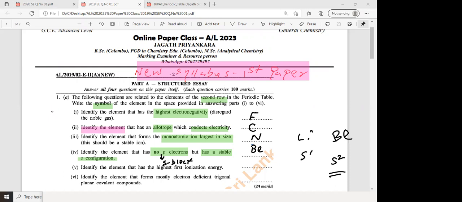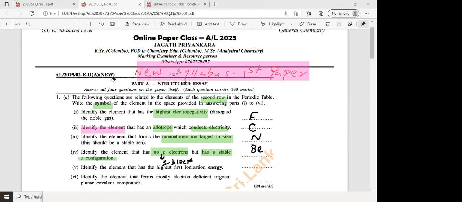Ran Siluni is asking, sir, what kind of ions does carbon form? Actually that is carbide. Calcium is forming what ion? Carbide ion. The carbide ion is formed in calcium carbide, CaC2. So if you take CaC2, calcium carbide ion.